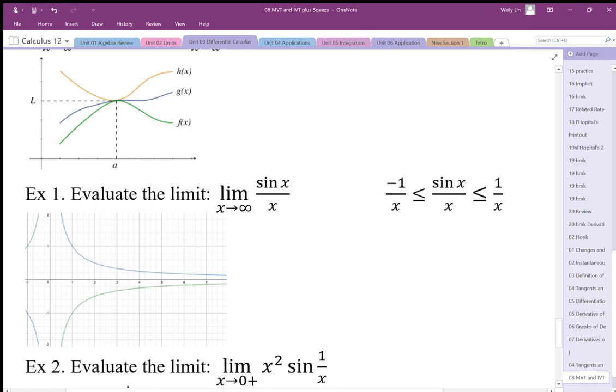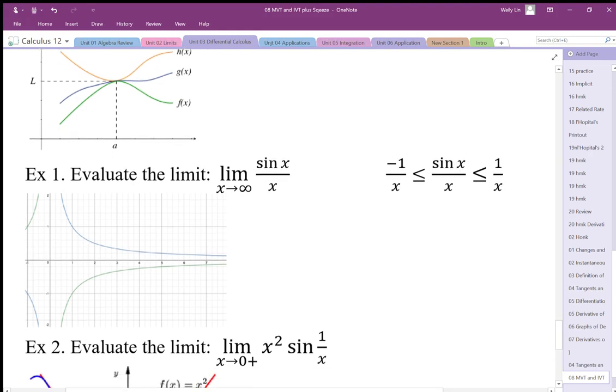However, we can squeeze sine x over x between two functions, because we know that sine x has to be bigger than -1. So -1 over x must be smaller than or equal to sine x over x at the worst. And from the top, sine x can't be bigger than 1, so sine x over x must be smaller than or equal to 1 over x. So we can squeeze the sine x over x function between those two values.